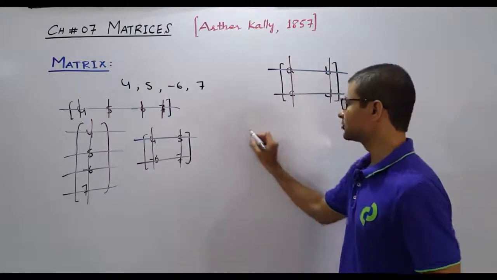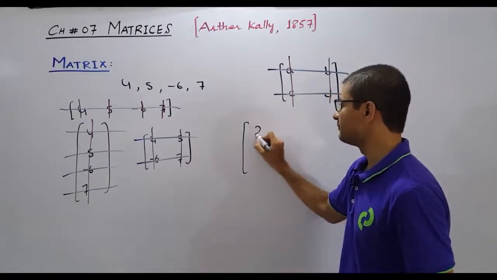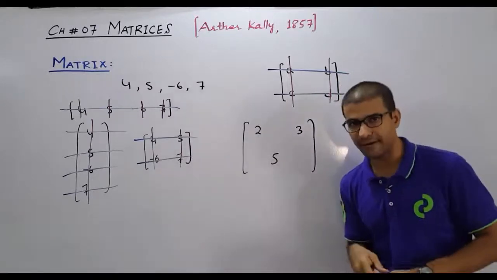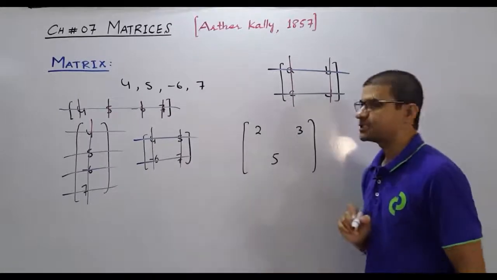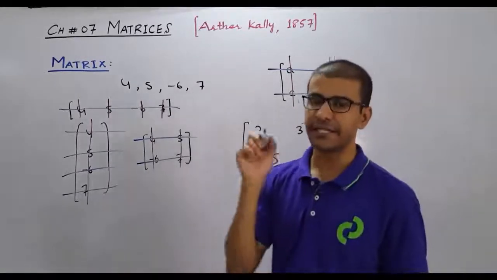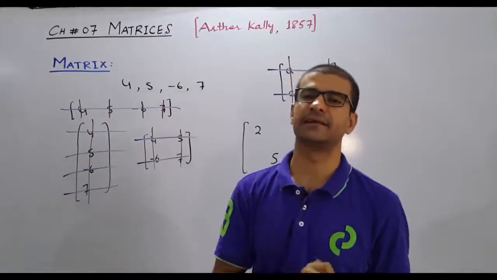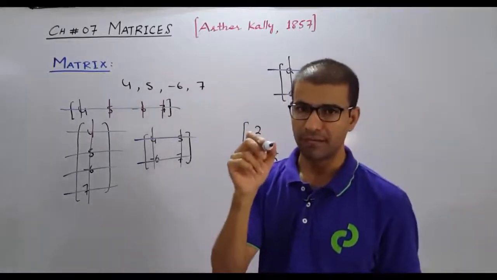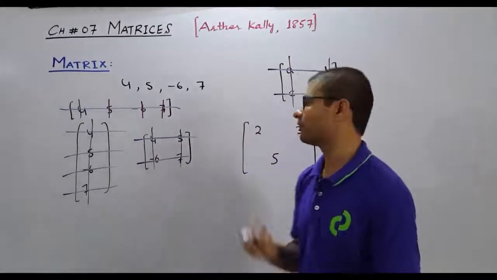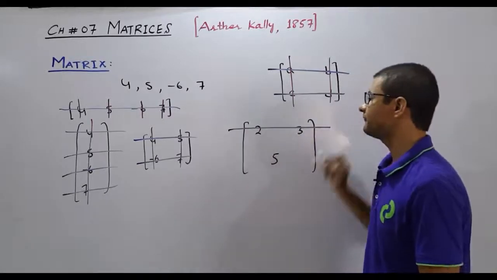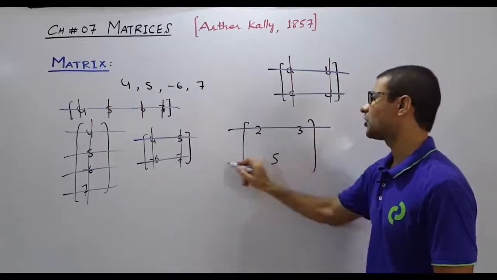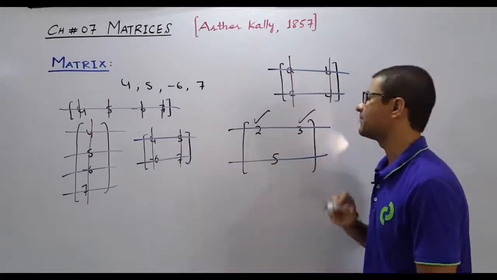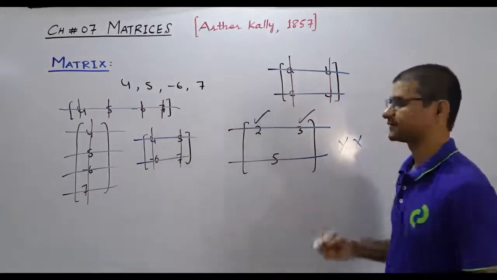Okay, students, if we have numbers 2, 3 and 5, is this a matrix? How can we check? For this we have a condition. Each row must contain the same number of elements and each column as well must contain the same number of elements. In first row we have 2 members, but in second row we have 1 member. So this is not a matrix.